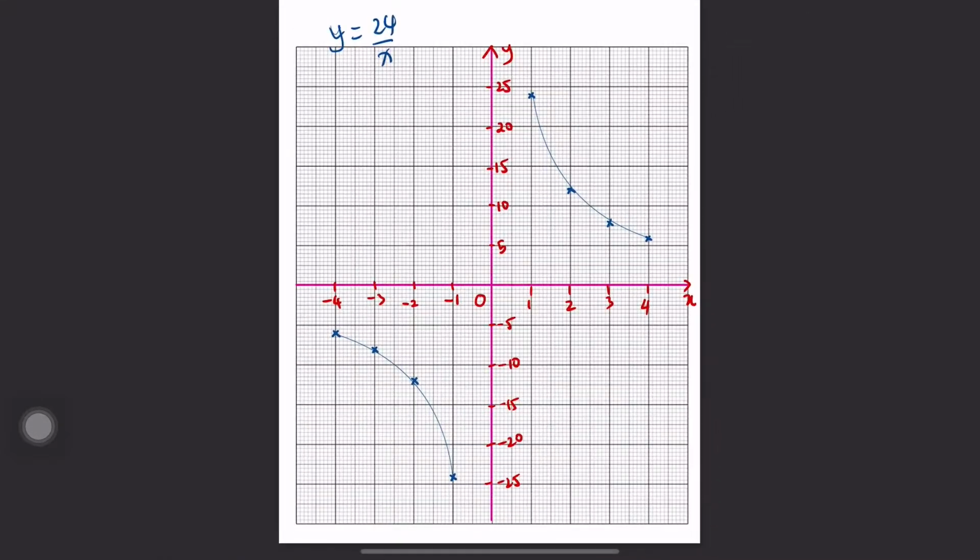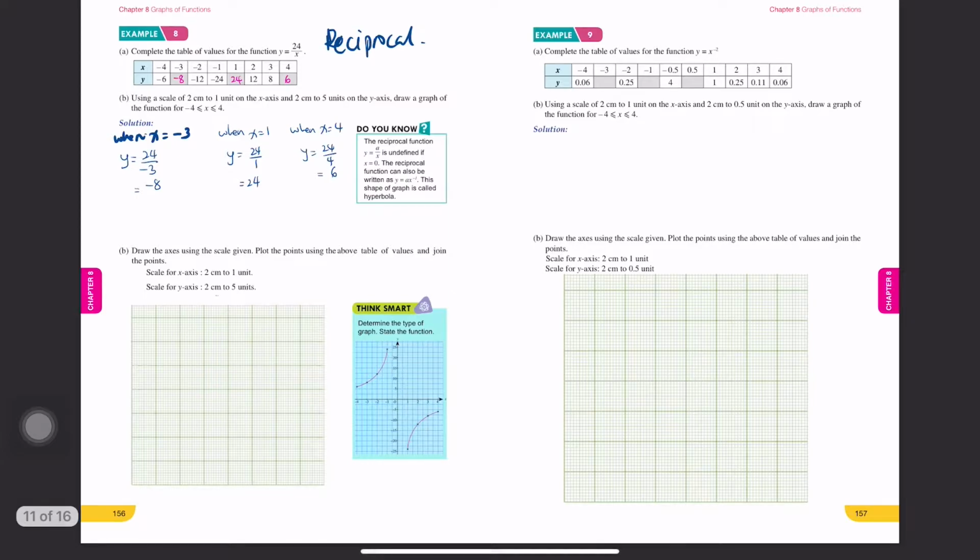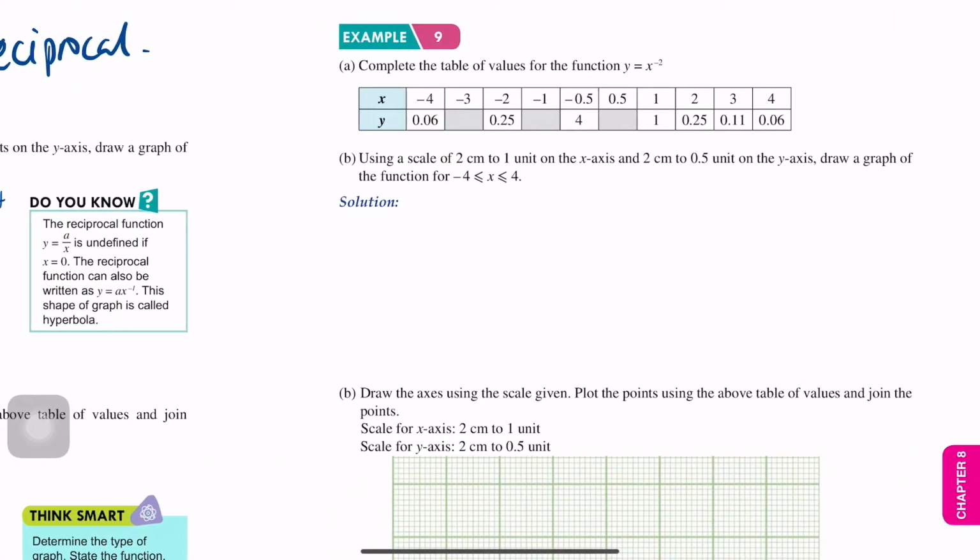Okay, so let's continue to the last graph. When you have something like this, the function y equals x power of negative 2, what is actually the power of x? y equals x power of negative 2. So this is actually one of the reciprocal graphs. If you have something like y equals x to the negative 2, the power is negative.